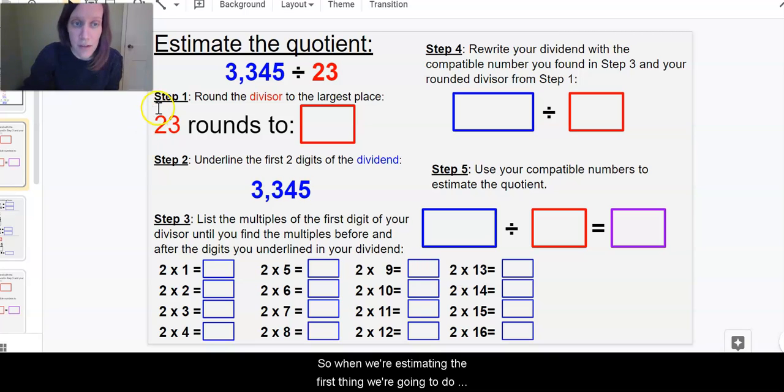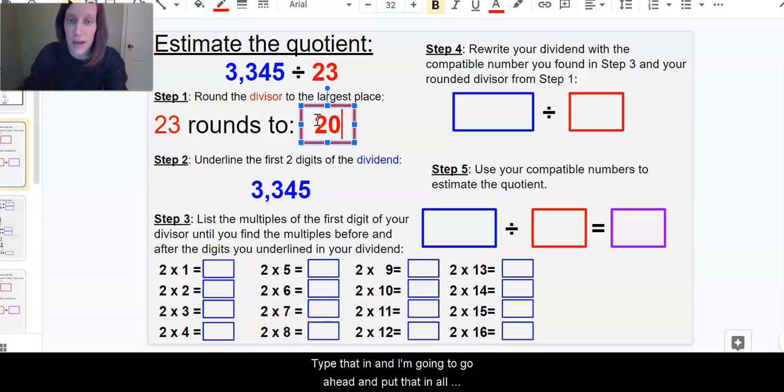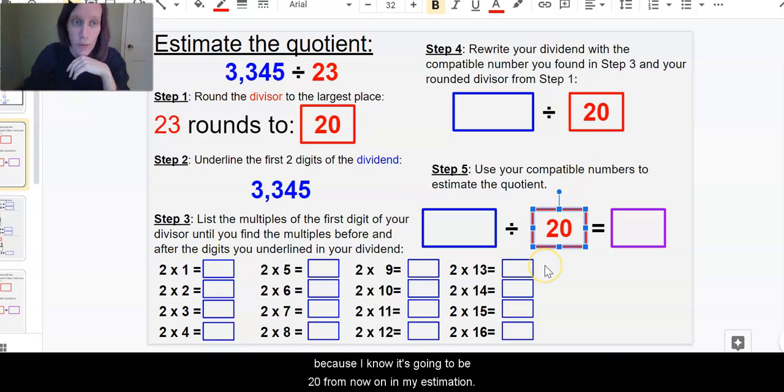So when we're estimating, the first thing we're going to do, remember, is to round our divisor. So we want to look at 23 and we say, is 23 closer to 20 or 30? And it is closer to 20. So we type that in, and I'm going to go ahead and put that in all of the places for my divisor for the rest of my work because I know it's going to be 20 from now on in my estimation.